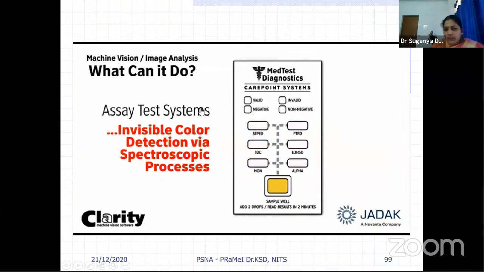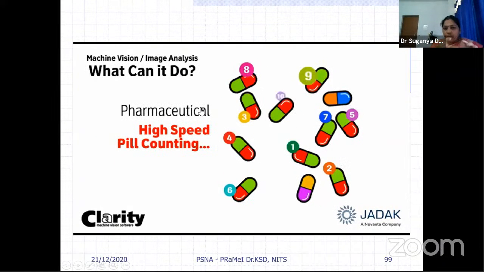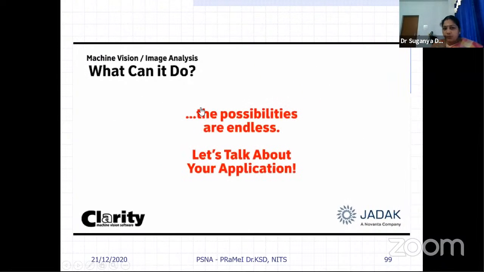And last but not least, you will be using the capsules, no? So here, the original capsule is with the green and red, but if it is some other thing, it will find the abnormality in this also, even for identification of mismatch of counterfeits. So like this, we can have any number of applications. Let's talk about your application.